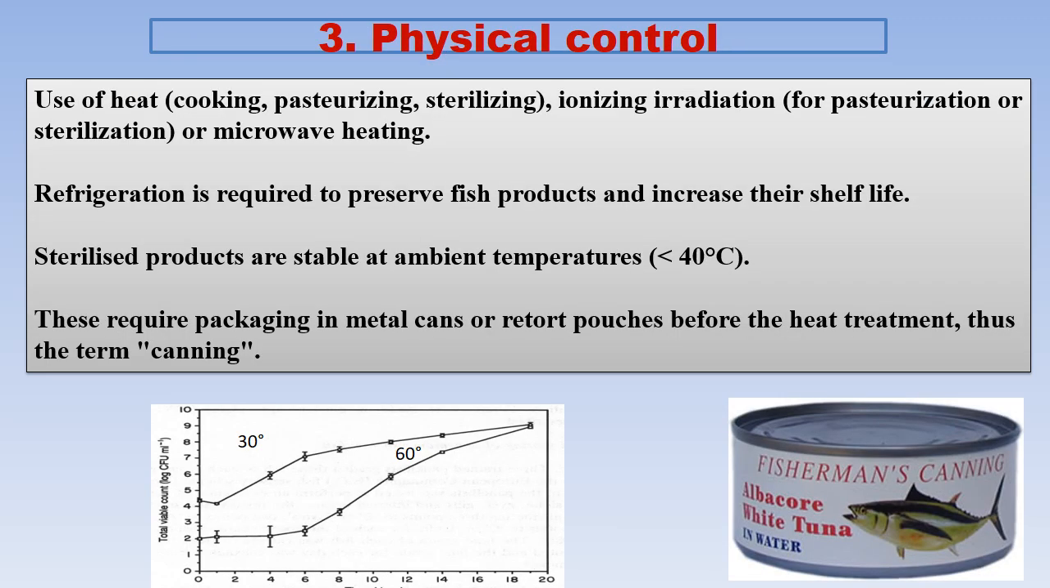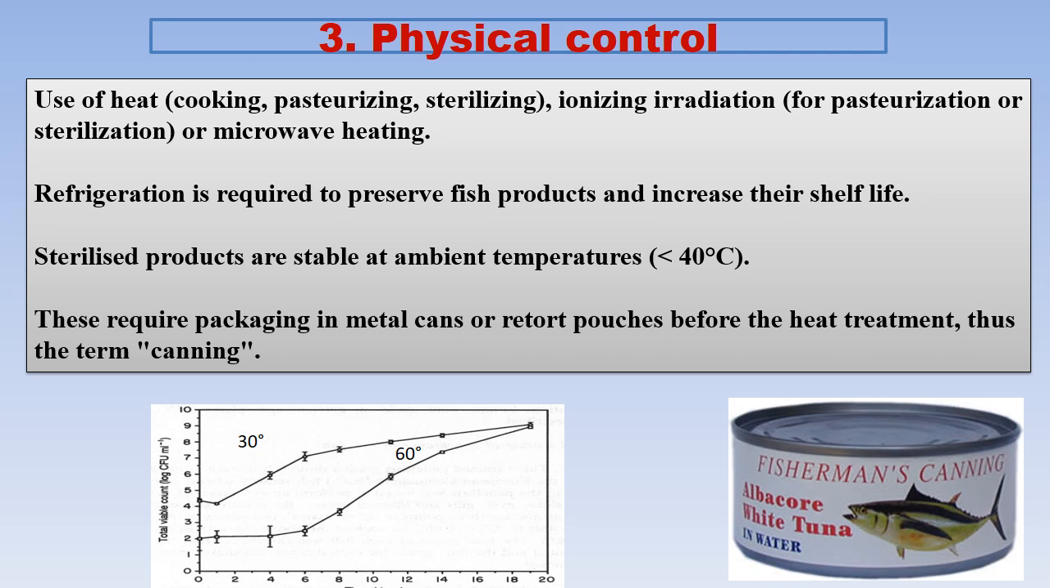The third principle is physical control of microbial load or microbial growth. In this case, heat is most commonly used, either for cooking, pasteurization or sterilization. Nowadays, modern methods like ionizing irradiation are used for pasteurization or sterilization, and we also have modern methods like microwave heating. In all these methods, the microbes are killed and their growth is limited, so the fish is preserved. In the case of pasteurization, refrigeration is required afterwards, otherwise it may spoil, or to have a better shelf life. Similarly, sterilized products don't need any refrigeration. They can be stored at ambient temperature.